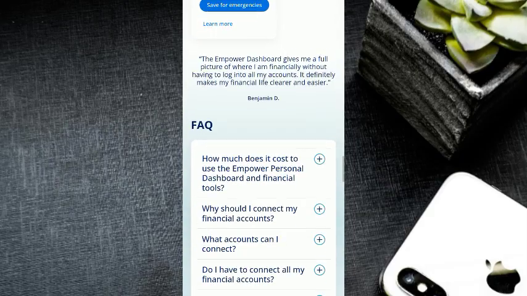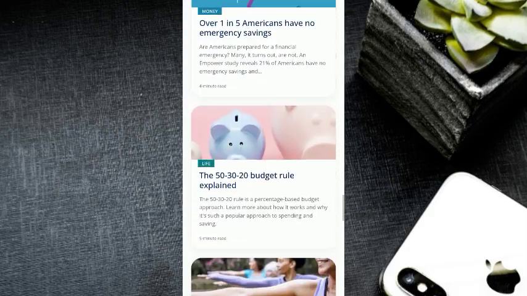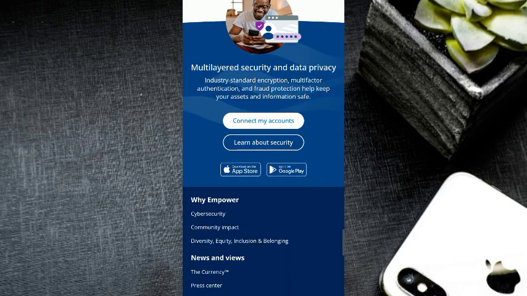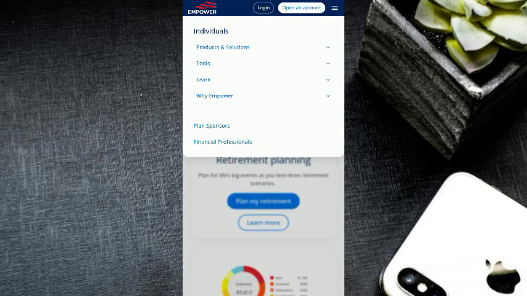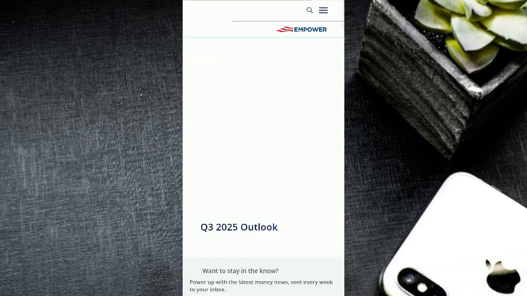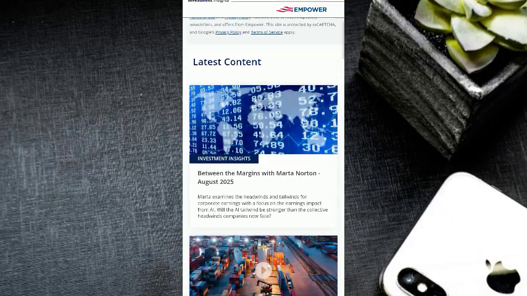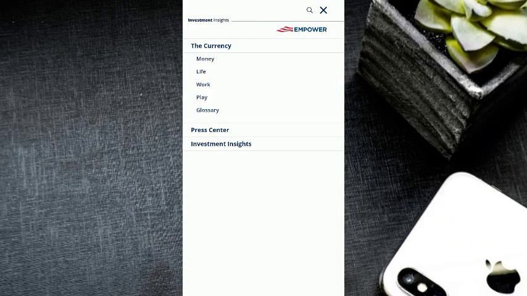Fourth point is to set alerts. Turn on alerts for due dates or spending spikes so you never miss a payment and keep your utilization ratio healthy. By monitoring credit balances with Empower, you'll protect your credit score and avoid unnecessary debt surprises.